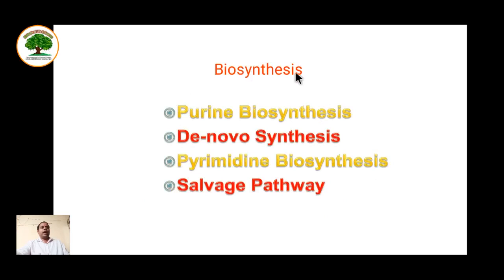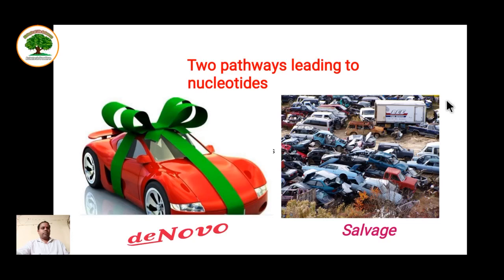We are going to see the biosynthesis. There are two important pathways of biosynthesis, that is de novo synthesis and salvage synthesis. We are going to see the synthesis for purine as well as pyrimidine here. The two pathways lead to the formation of nucleotide. The difference is, in the de novo pathway, a completely new nucleotide is formed, whereas in the salvage pathway, the nucleotides are recycled, which are obtained from different processes in the cell, and formed again into the nucleotides.